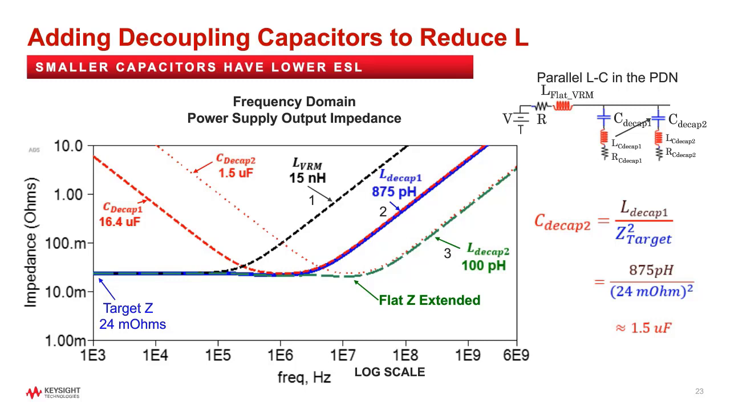The value of this next decoupling capacitor is also estimated from the simple equation of L divided by target Z squared. But this time, the L is the inductance of the bulk capacitor and any additional path inductance. In this example, the 15 nanohenry active inductance of the VRM is compensated with a 16.4 microfarad bulk capacitor shown with the red dashed trace to extend the flat impedance above a megahertz. Then, a second 1.5 microfarad capacitor is added in parallel to extend the flat impedance past 10 megahertz.